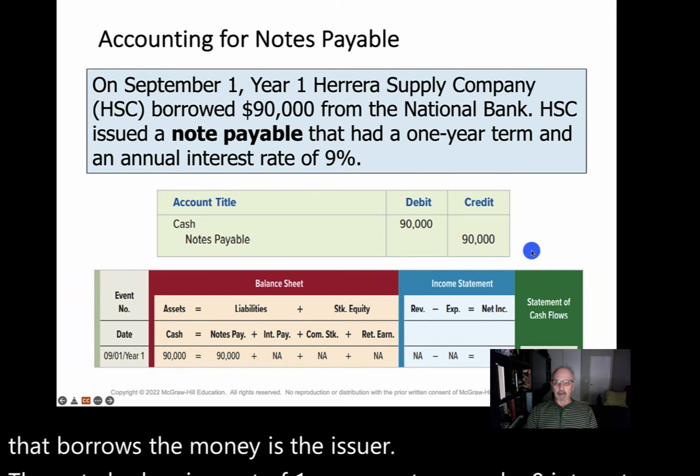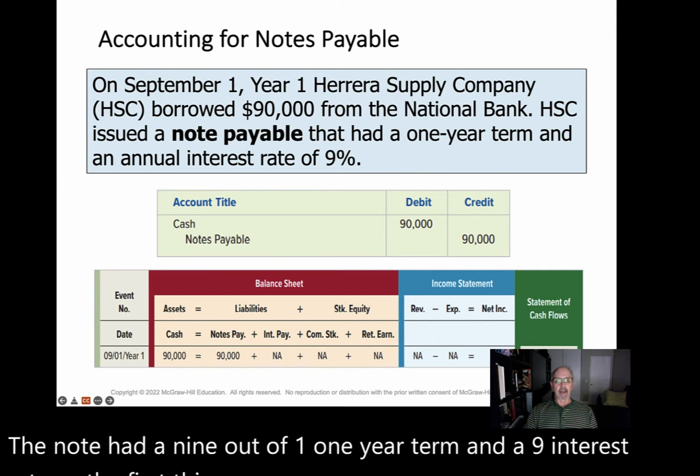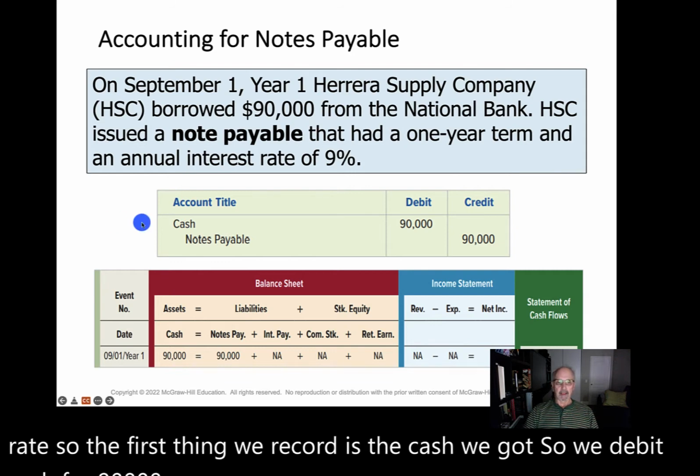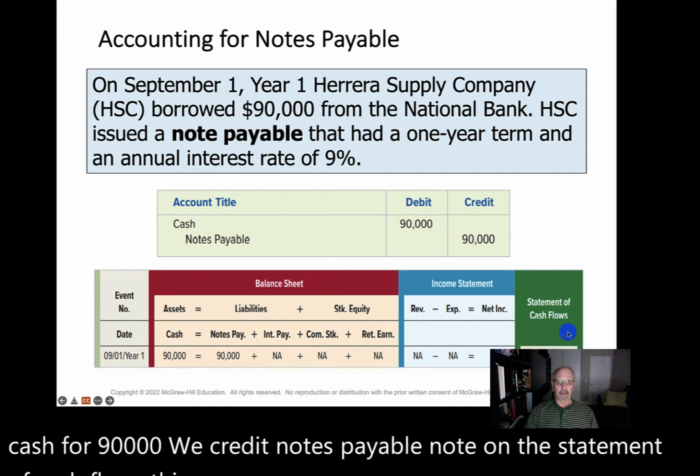So the first thing we record is the cash we got. So we debit cash for $90,000. We credit notes payable. Note on the statement of cash flows, this is a financing activity.